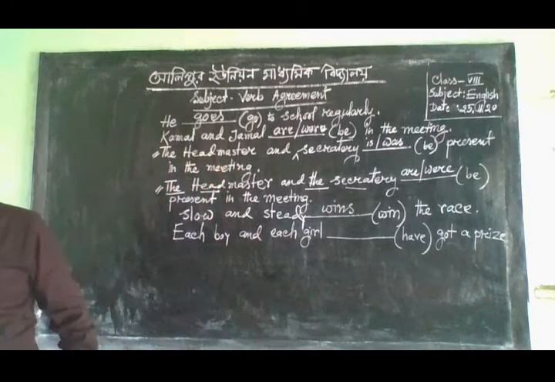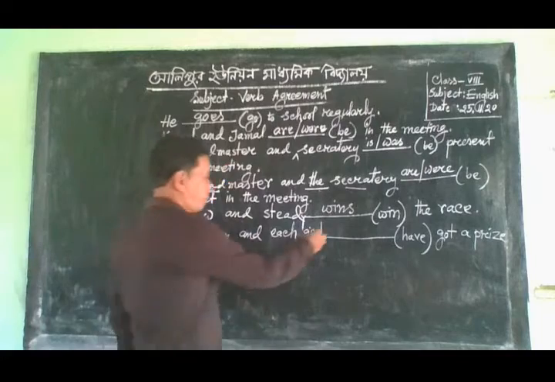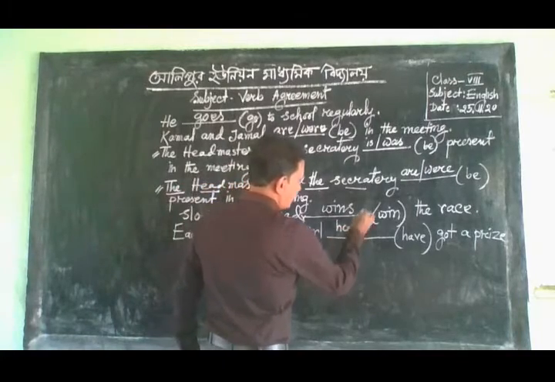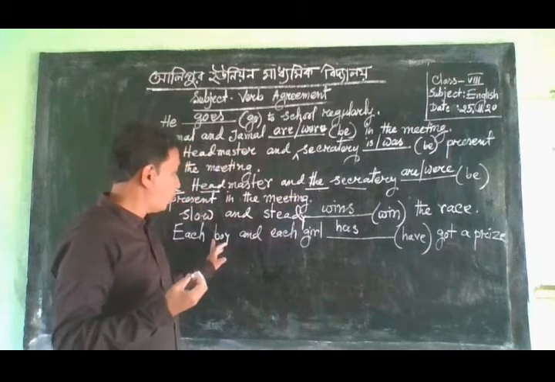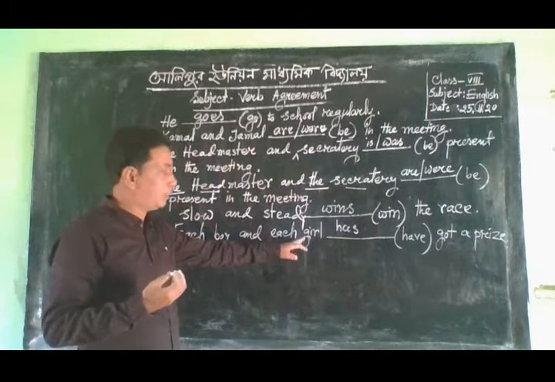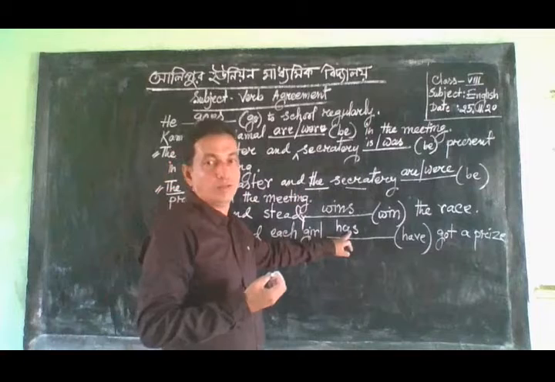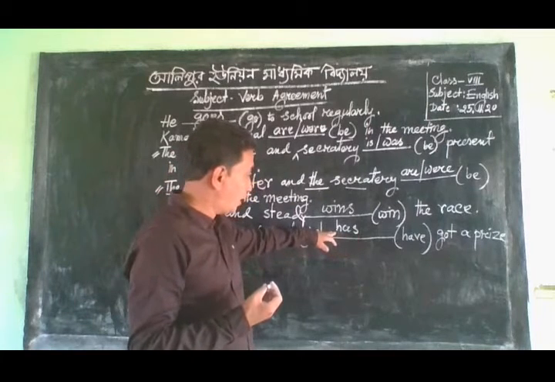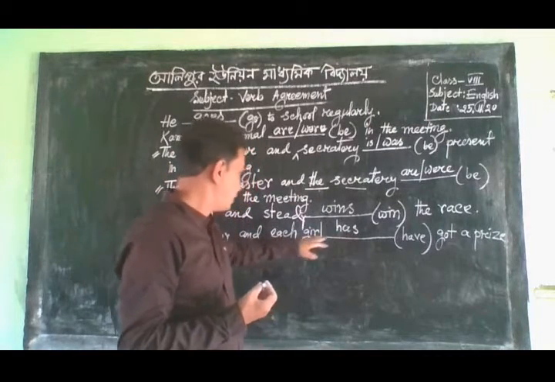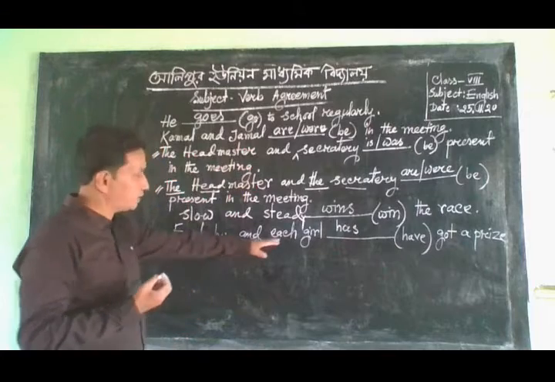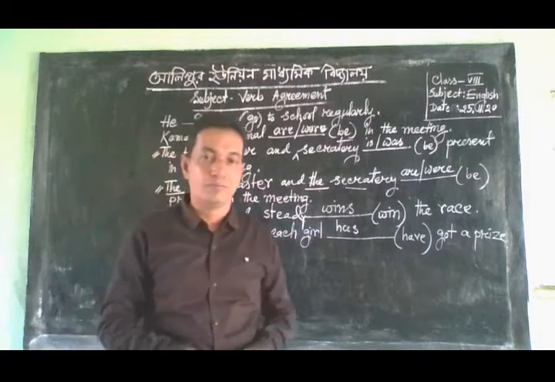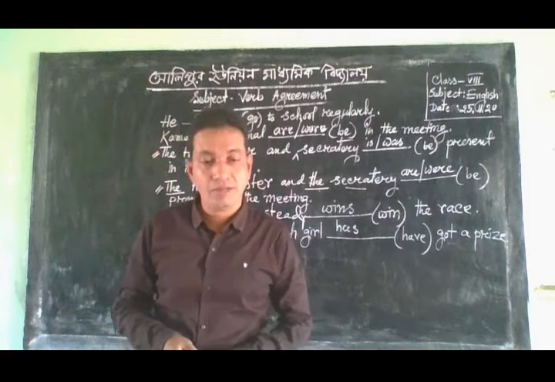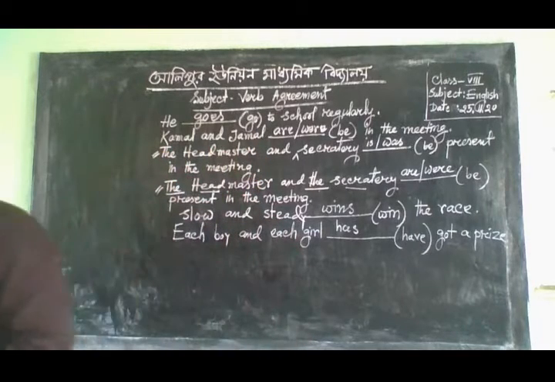So I will write here has got. Has got. But if I write boy and girl, then the verb should be plural, and then I have to write have. But here, his boy and his girl, in this sense the verb should be singular. Okay, dear learners, and our next rule.